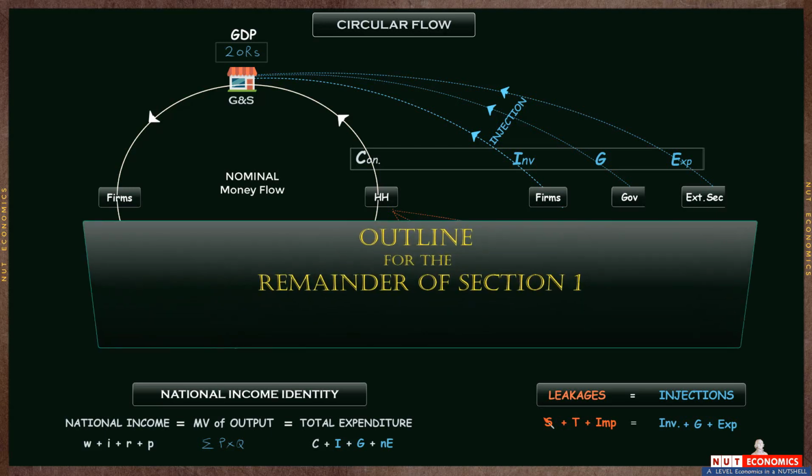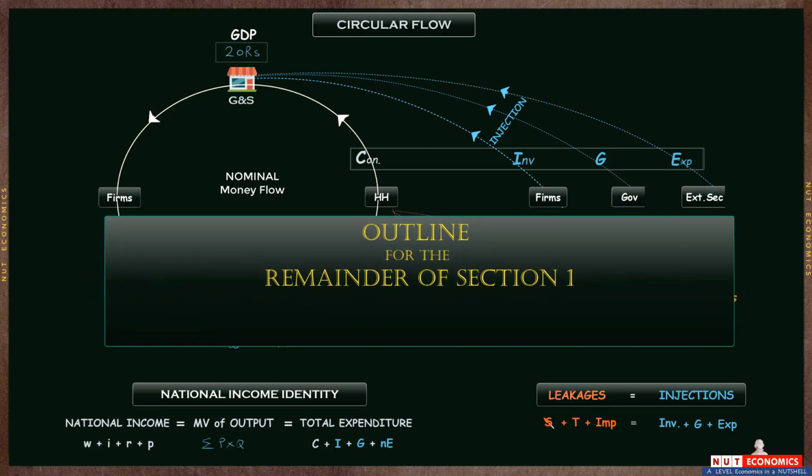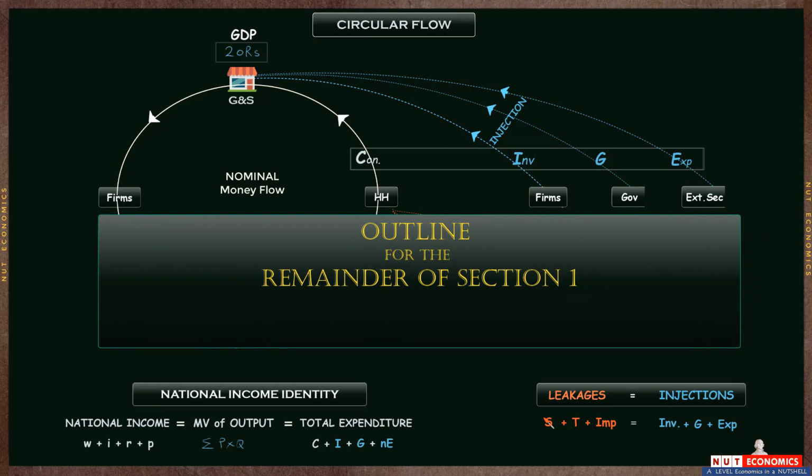But for now, in the remainder of this first section, we are now going to talk about the three different methods through which a country can measure its GDP. Now, when we analyze and look at the three different ways in which you can measure a country's GDP, then this whole analysis is also sometimes known as the country's national income accounting.